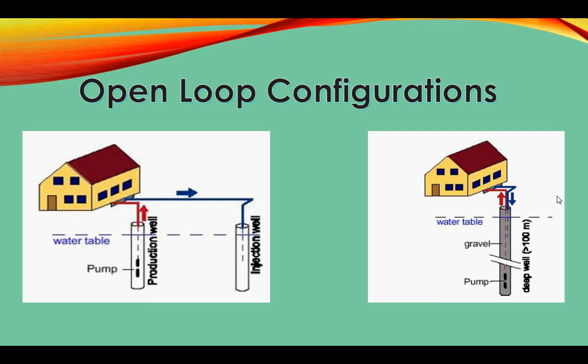Standing water deep wells are drilled directly into the bedrock to the aquifer. This type of ground source heat pump can be configured with one well or two, although some jurisdictions may require the second well, known as an injection well, for returning the water to the aquifer.